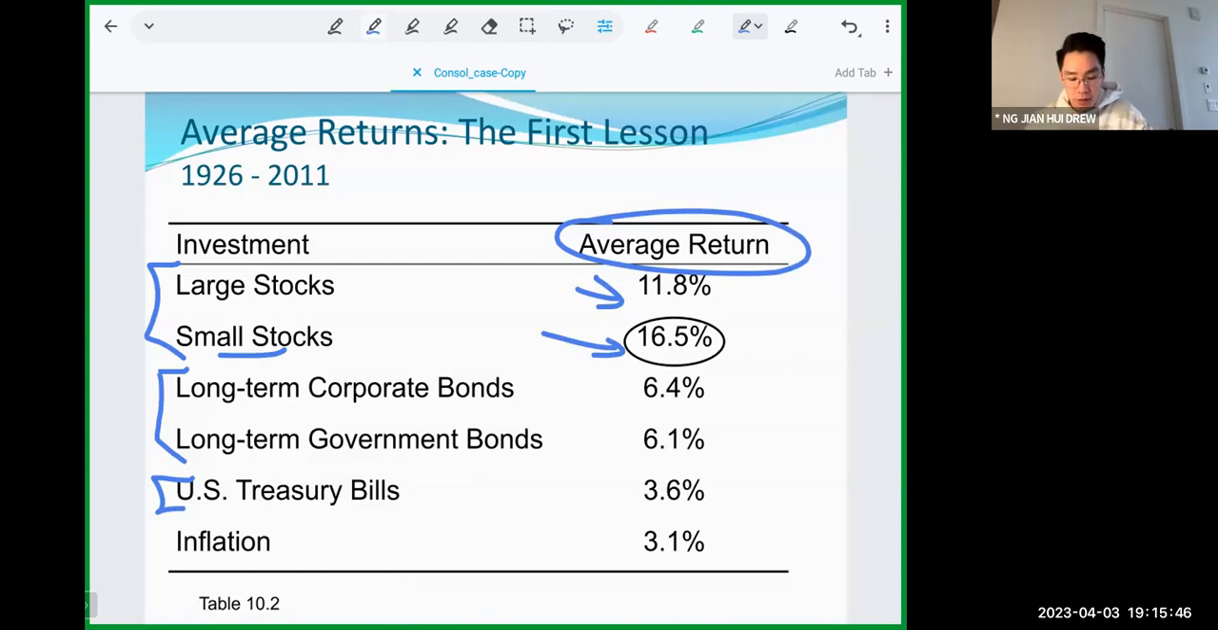One more important thing to take note of is that if you notice, treasury bill and inflation are very close in terms of the average returns. And that is because generally the treasury bill is being tagged to inflation. So the thing about treasury bill is that it kind of moves with inflation. So they are very close to each other.